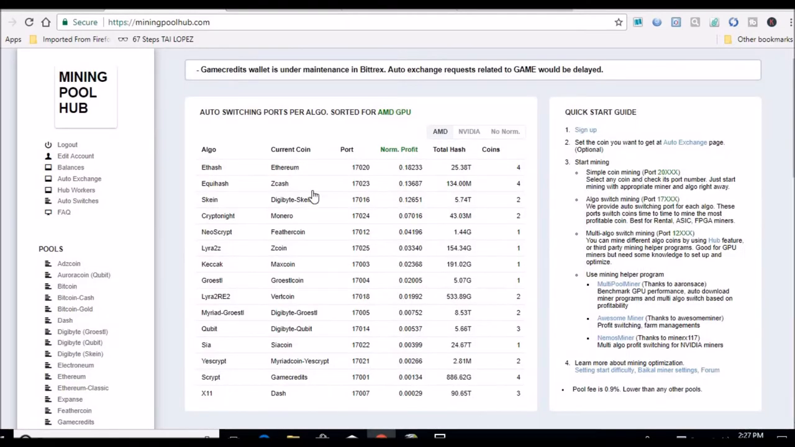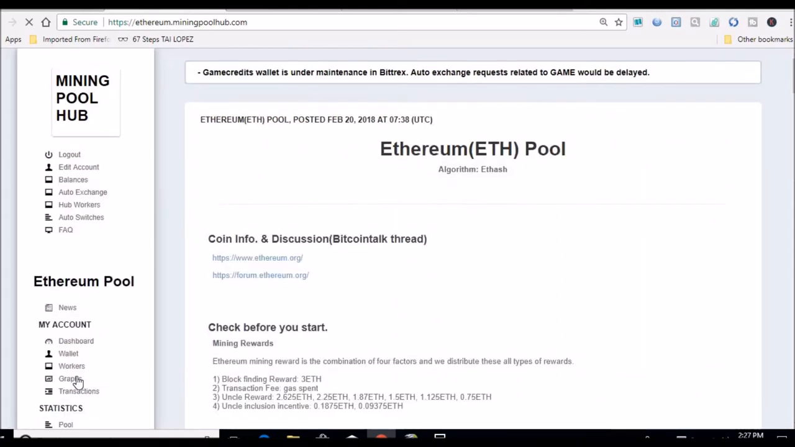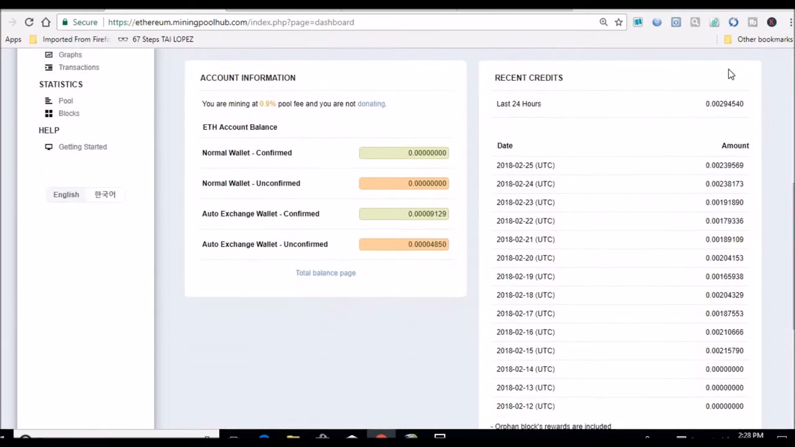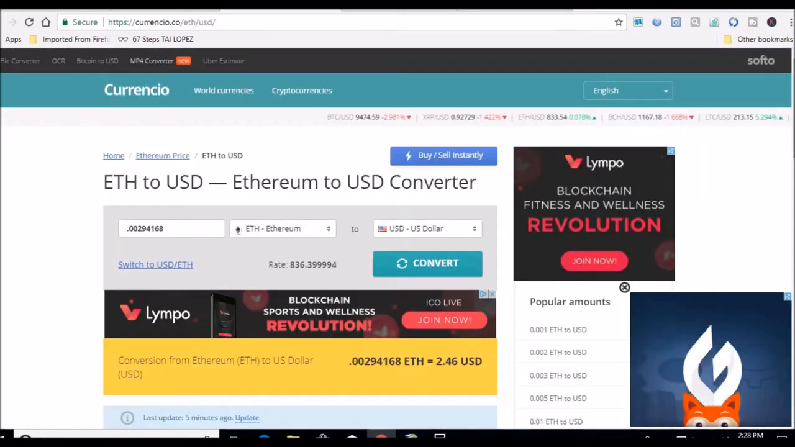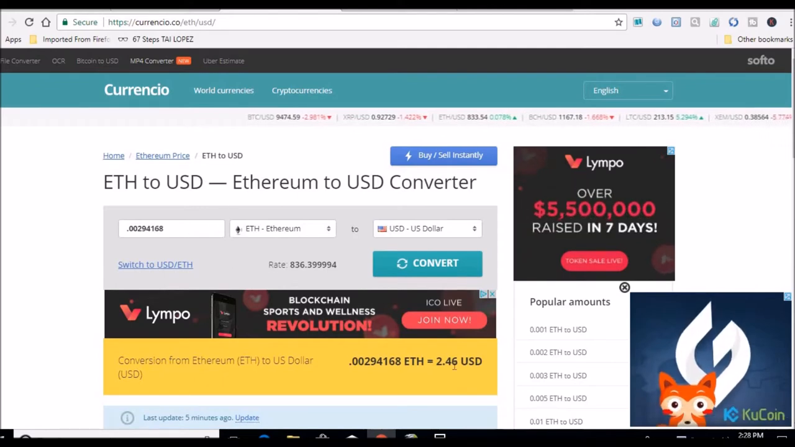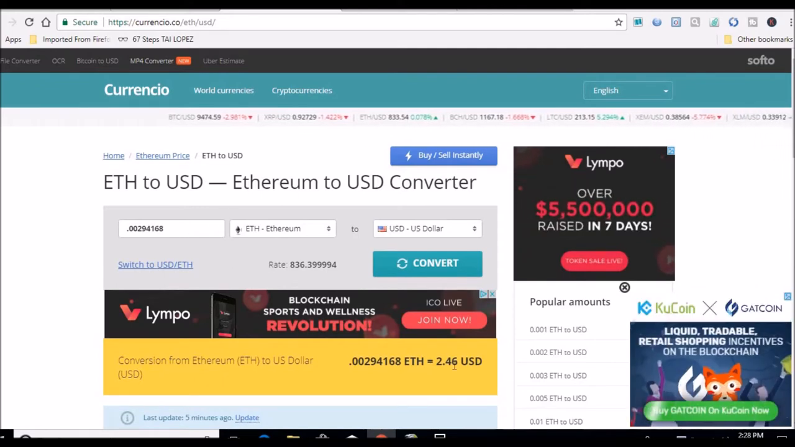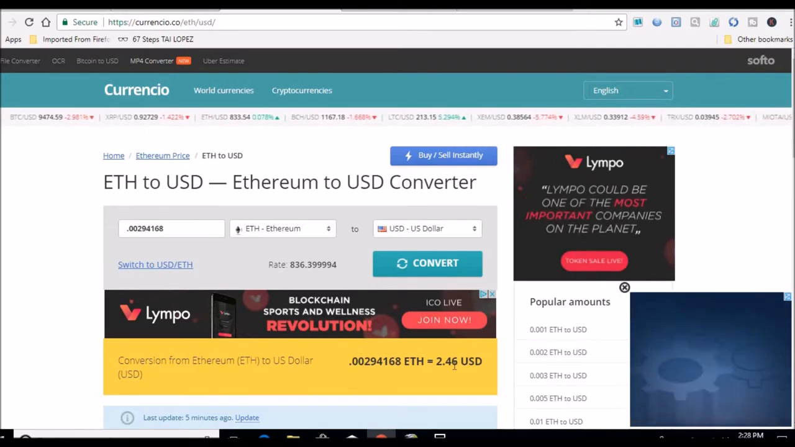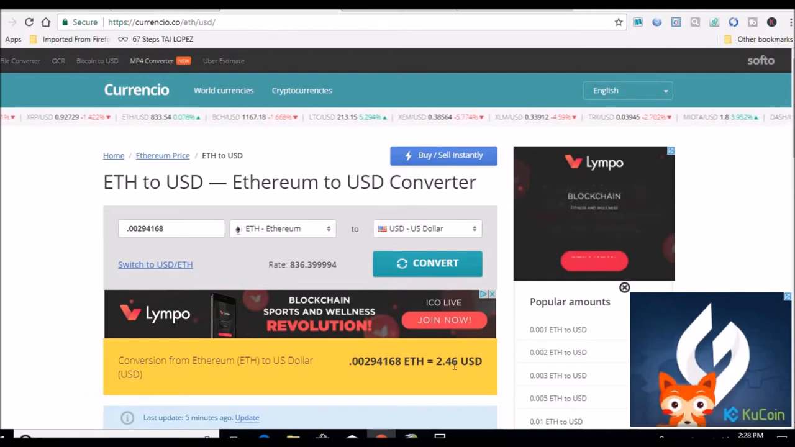All right, so let's head over to Mining Pool Hub where I'm at. Let's click on Ethereum, which is what I'm mining. There's something kind of neat that I noticed with Mining Pool Hub. It gives you a rolling 24 average right here. So if I take that number and go over to this site and convert that number, right now with those two cards, a 570 and a 560, it's $2.46 a day worth of Ethereum I'm mining.